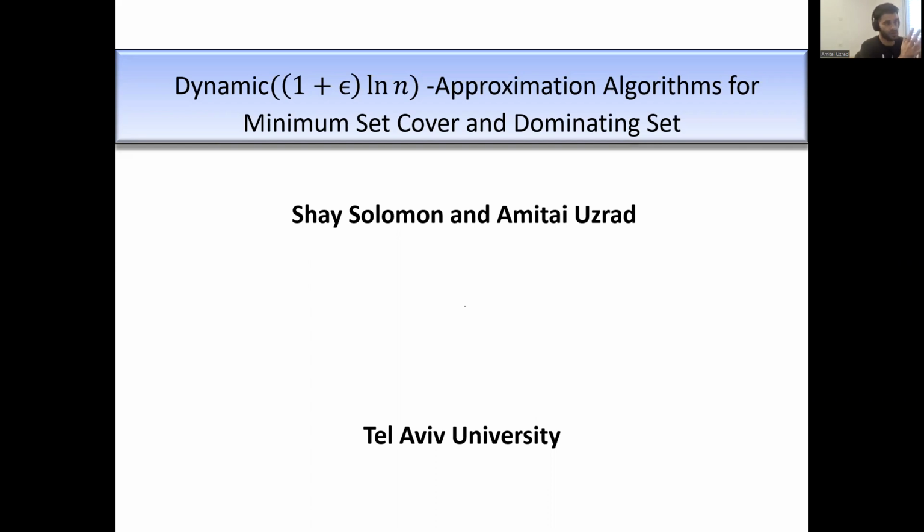These two problems are very similar. They also have their differences, but I will be only focusing on minimum set cover due to time constraints now.